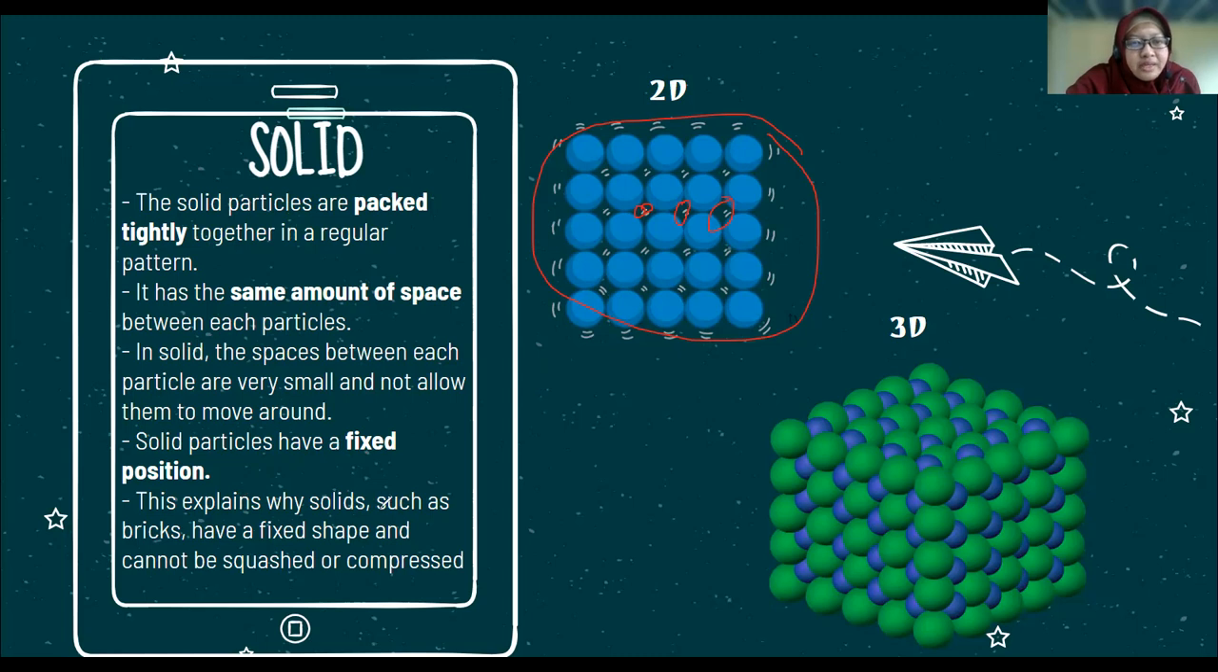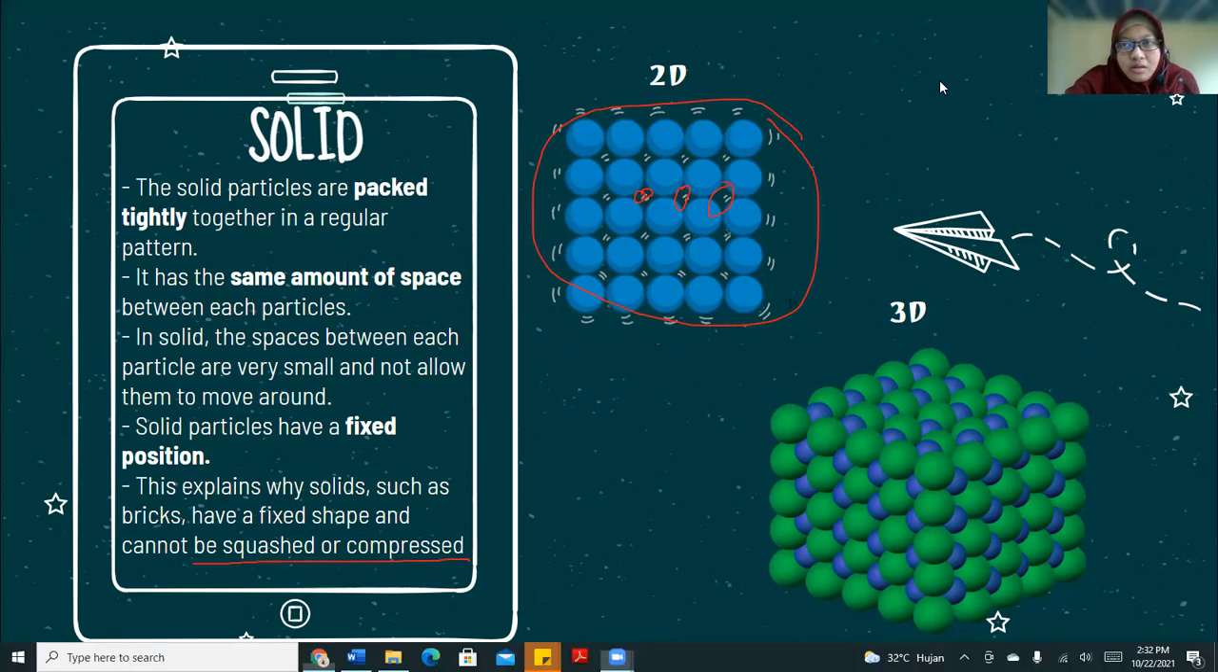And this explains why solids such as bricks have a fixed shape and cannot be squashed or compressed. I have explained this in the slide. Okay, so how about liquid?